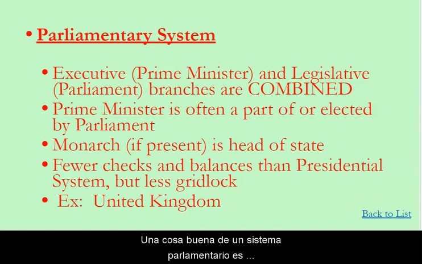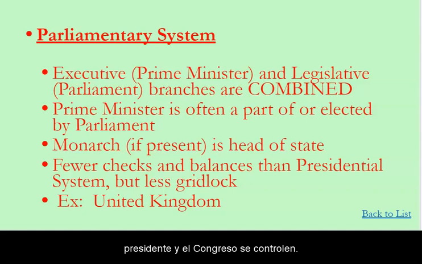Now, a good thing about a parliamentary system is that generally decisions are made more quickly because the Prime Minister and Parliament work closely together. But a negative side of that is that there are fewer checks and balances than the presidential system. You see, in a presidential system that we have in America, we want to make sure that the actions of the president and Congress are checked, that neither one have too much power.